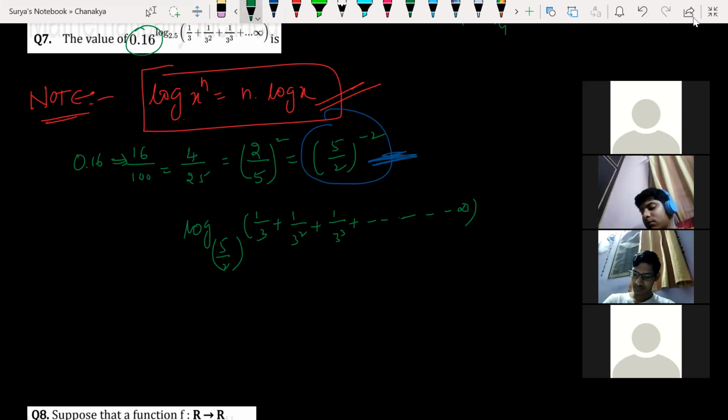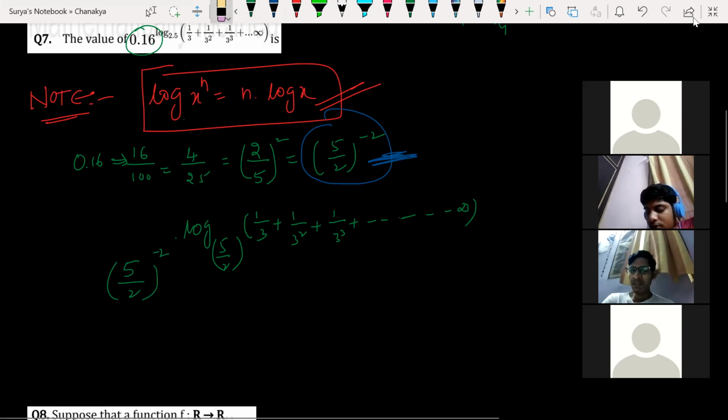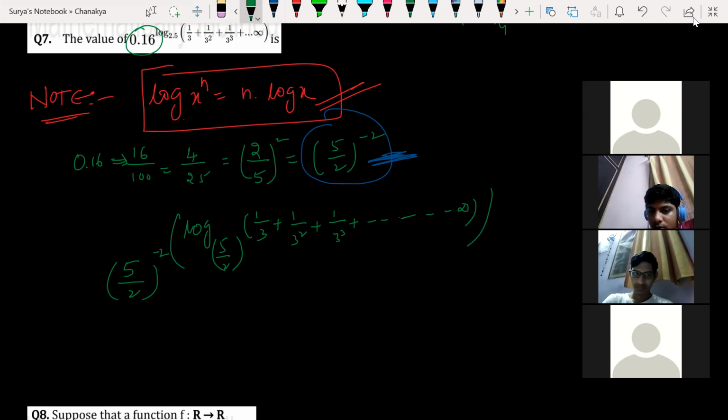Let us write 5 by 2 whole minus 2 into this one. So 2 powers if I have, what I have to write? Now 5 to the power of this into this minus 2. So what I'm going to get now? 5 by 2 into minus 2 into log.